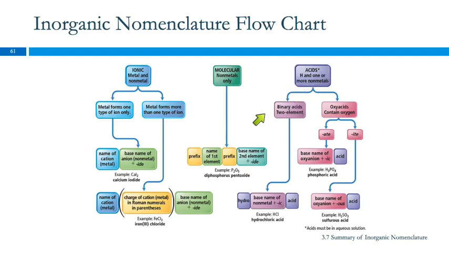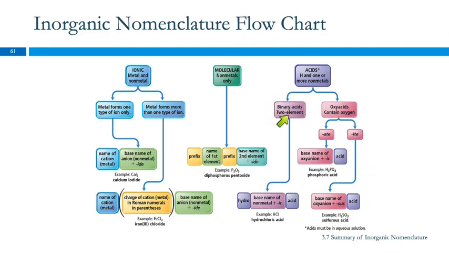The acids, we've got binary acids and oxyacids. Oxyacids have oxygen. We'll look at the ate or ite suffix, and that tells us whether it comes from the oxyanion. It's got oxygen, and so if the oxyanion ends in ate, we change that to ic acid, and if it ends in ite, we change it to ous acid.